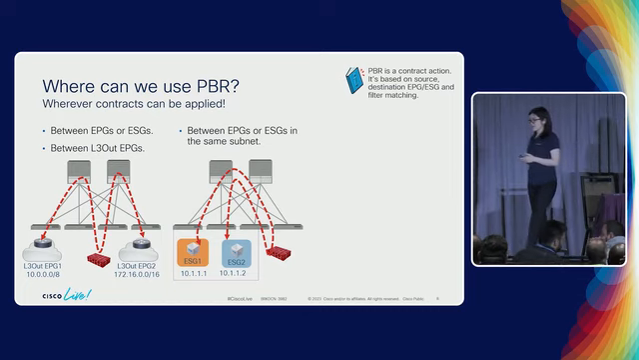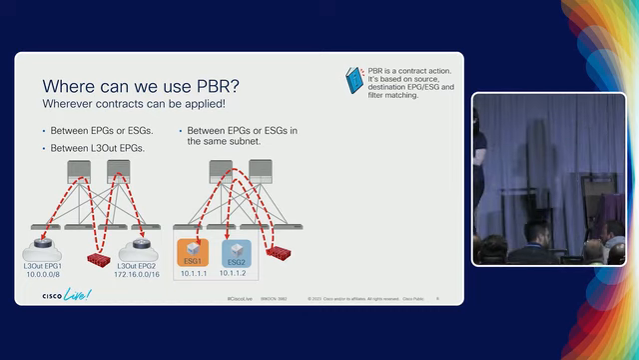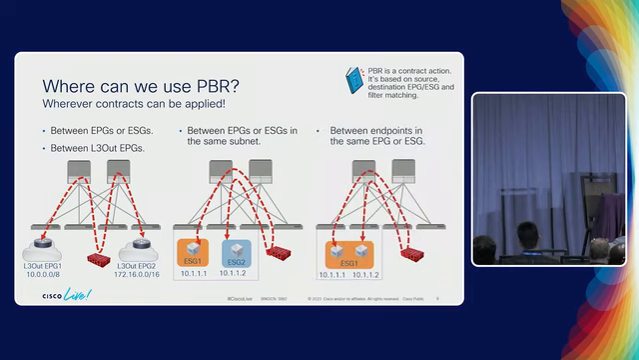The second use case is even between EPGs, ESGs in the same bridge domain, same subnet, we can apply contract. That's the beauty of ACI, which means you can redirect traffic even between endpoints in the same subnet. Thinking about the traditional network, it might be pretty hard. Even between endpoints in the same EPG, ESG, we have intra-EPG, intra-ESG contract, which means we can redirect traffic even between endpoints in the same EPG, ESG. So these are the common PBR use cases.